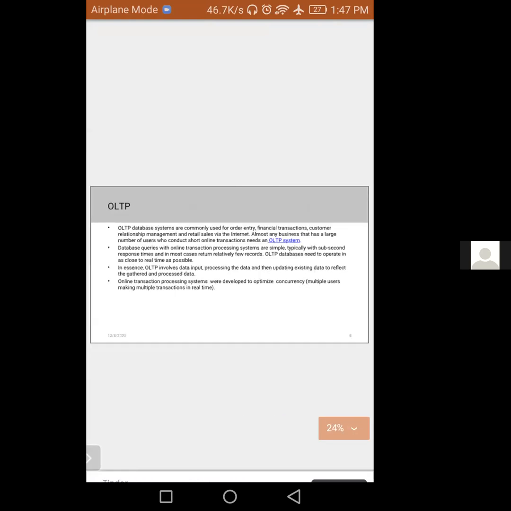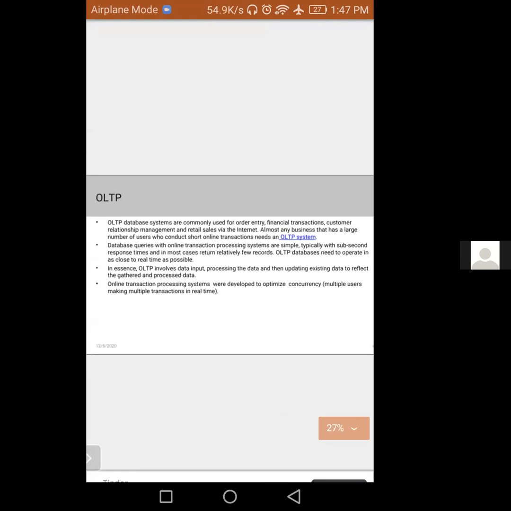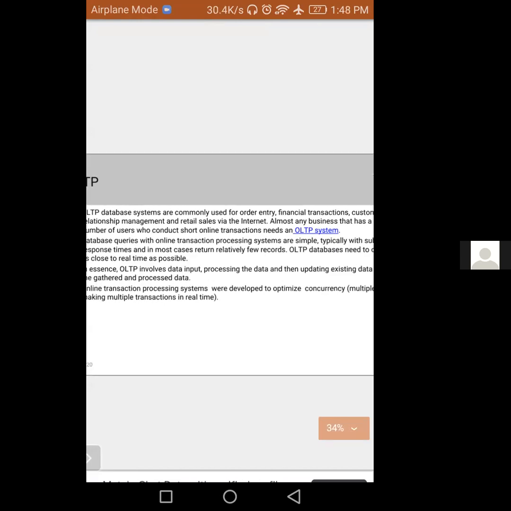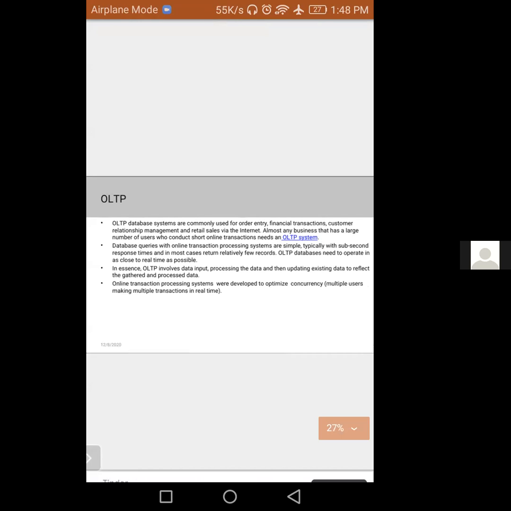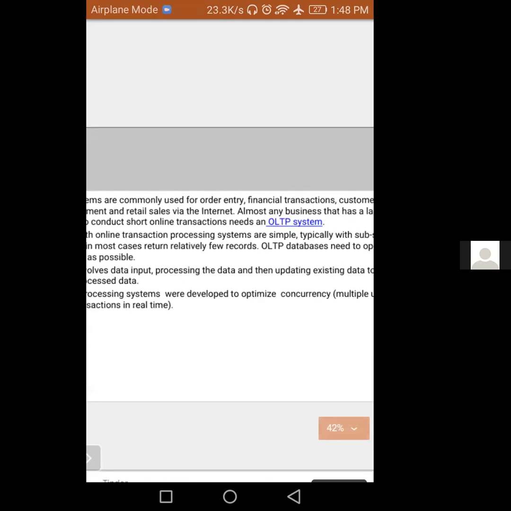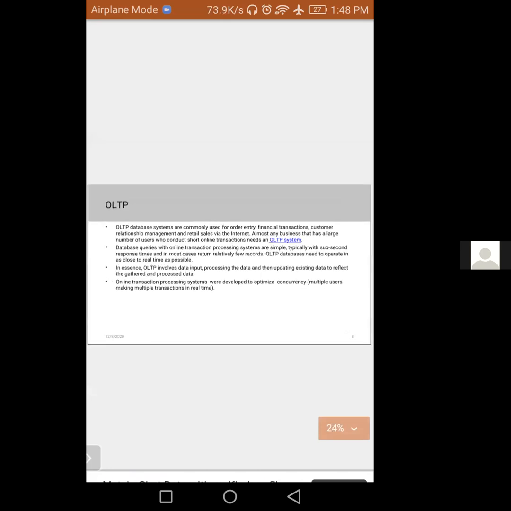And then we have OLTP, which means online transaction process. Online transaction process database systems are commonly used for order entry, financial transactions, customer relationship management, and retail sales via the internet. Almost any business that has a large number of users who conduct short online transactions needs an OLTP, which means online transaction processing. In essence, OLTP involves data input, processing the data, and then updating existing data to reflect the gathered and processed data. Online transaction processing systems were developed to optimize concurrency, multiple users making multiple transactions in real time.